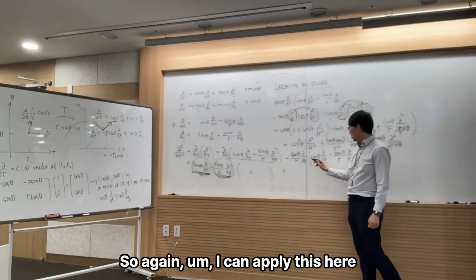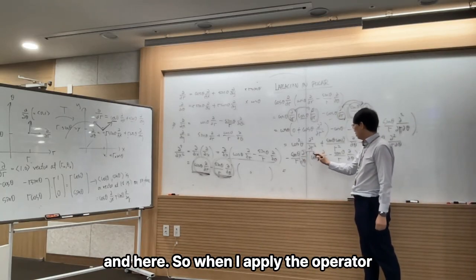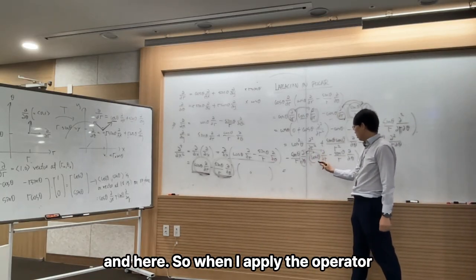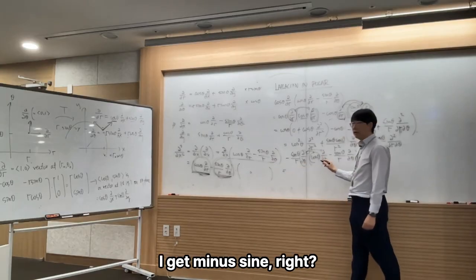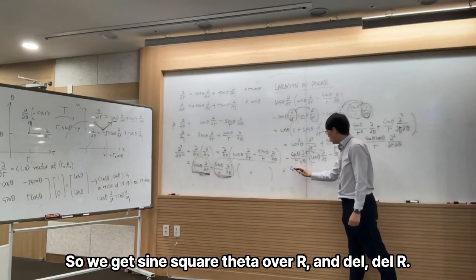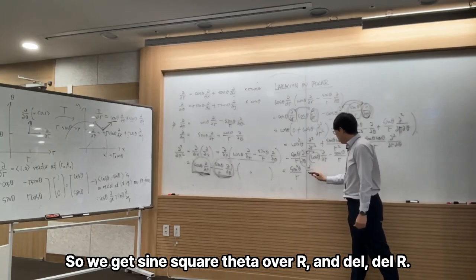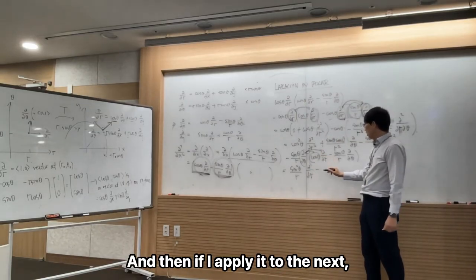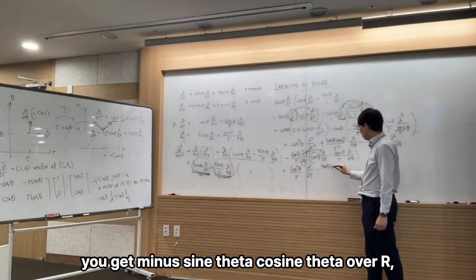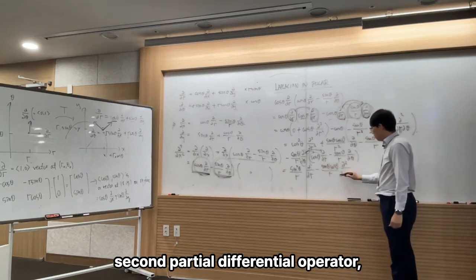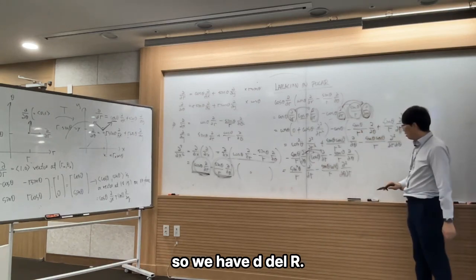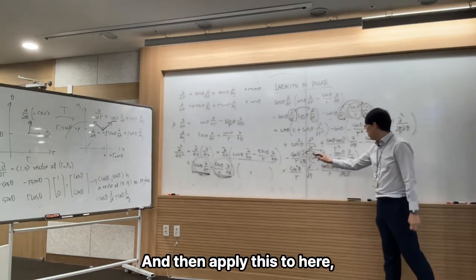Again, I can apply this here and here. When I apply the operator on the first factor, I get minus sine, right? So I get sine squared θ over r ∂/∂r. And then if I apply it to the next, you get minus sine θ cosine θ over r times the second partial differential operator, so we have ∂²/∂θ∂r. And then apply this to here.